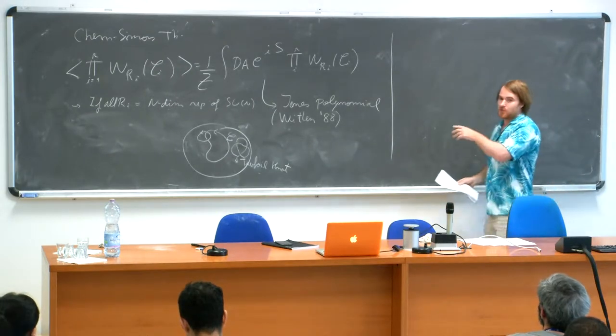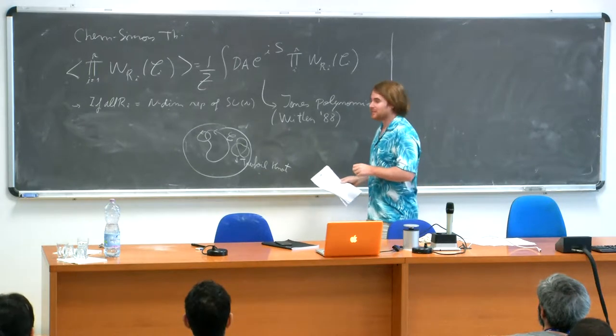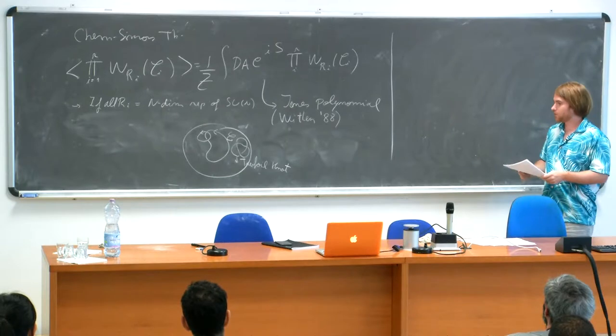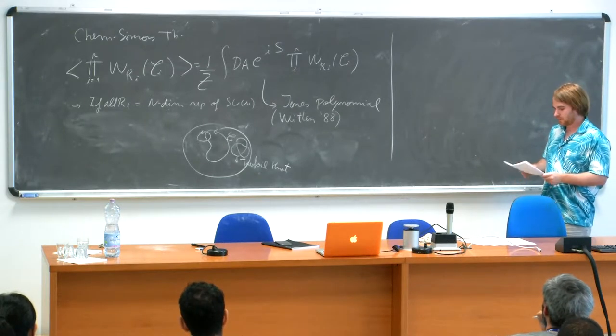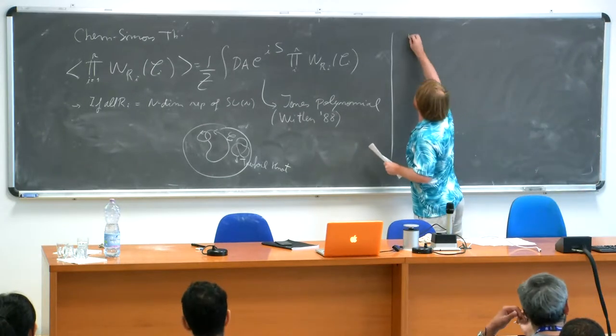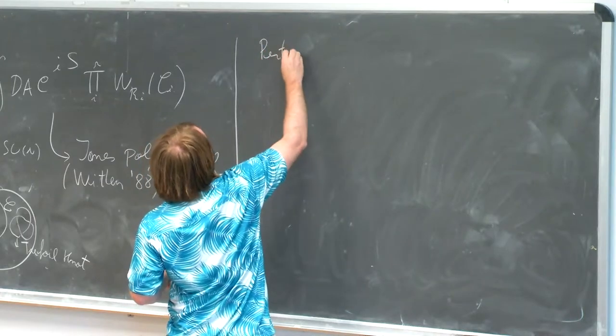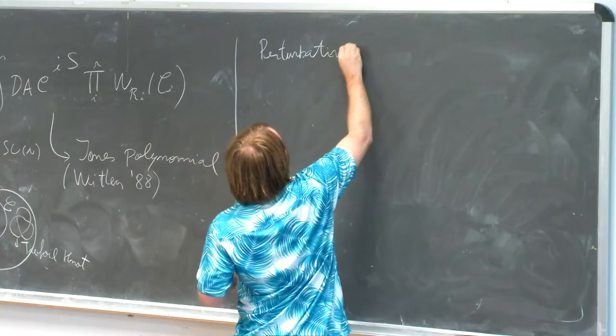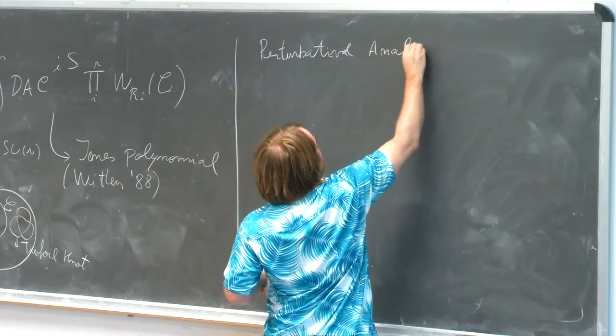So you see the theory is heavily interacting because of the A cube. It's a non-abelian gauge theory. So to compute this thing is very complicated. But there is a perturbative analysis, which I'm going to try to describe first. Perturbative analysis.